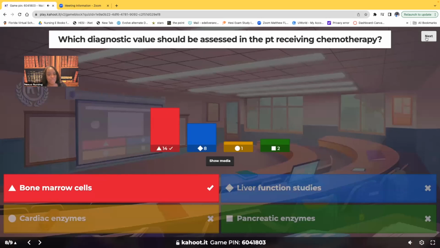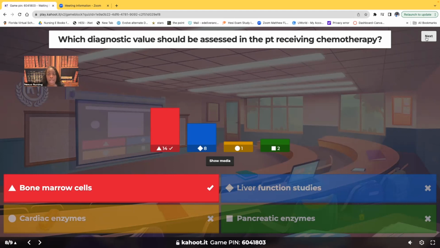Okay, let's talk about this because I'm so happy most of you guys got it correct, bone marrow cells. But on the live, most of you guys were typing in blue or saying liver function studies. So let me explain why it's bone marrow cells. Remember how previously I was telling you when the patient's getting chemotherapy, we're concerned about decreased WBC, right? Which means the patient will be at risk for infection. I told you we're concerned about decreased RBCs, patients at risk for anemia, and we're concerned about decreased platelets.